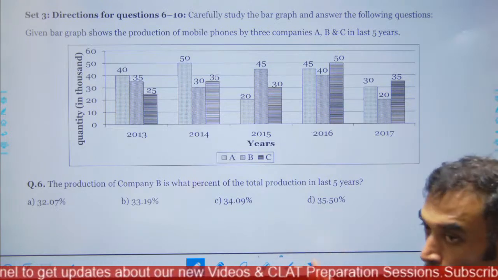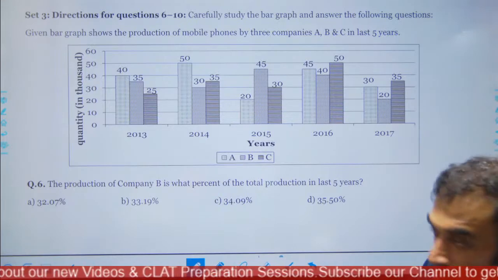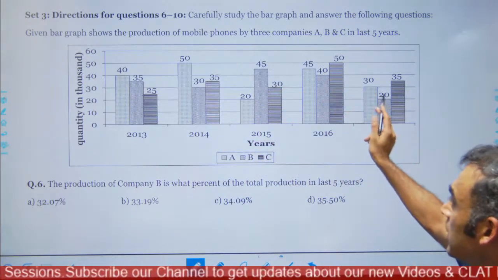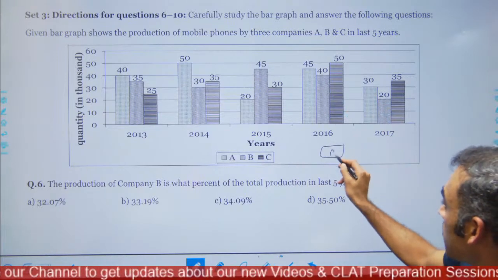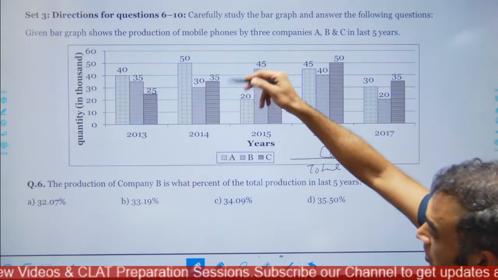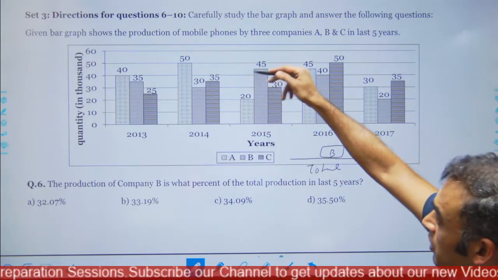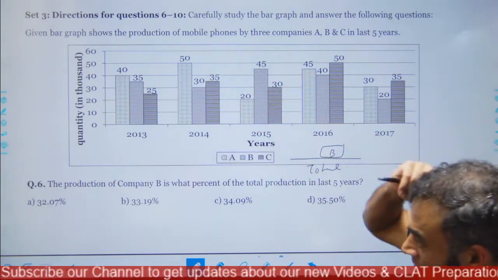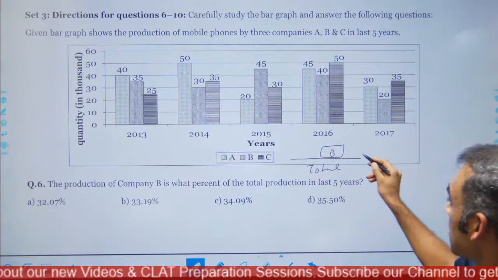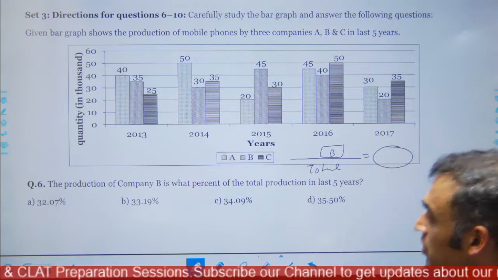You have to add it. There is no way you can find a shortcut for it, right? So 35 plus 30 plus 45 plus 40 plus 20, add B divided by the total. What is total here? My total will be 40 plus 35 plus 25, 50 30 35. So just don't add it, do it in your mind and add the entire sum and then find out the percentage.